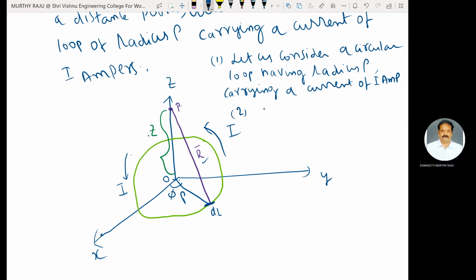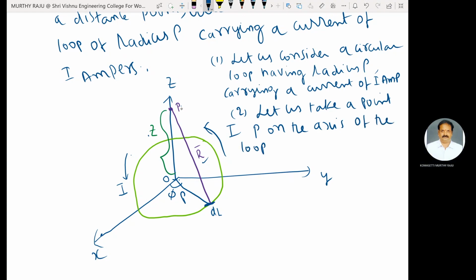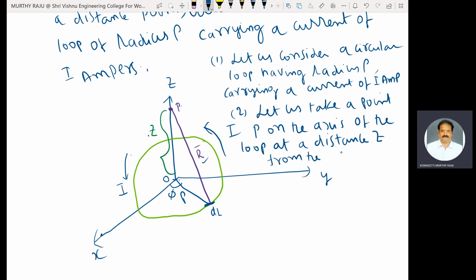Second point is, let us take a point P on the axis of the loop. This is the point P taken on the axis of the loop. The axis is the Z axis, at a distance Z from the center of the loop.